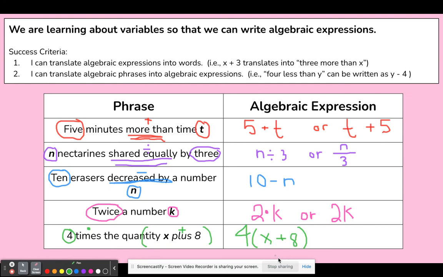So this is how you take algebraic phrases and translate them into algebraic expressions. We should also be able to go the opposite way, where we take the actual math problems, the algebraic expressions, and then we write phrases for them. So let's go to the green sheets.